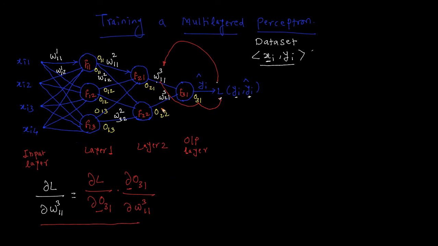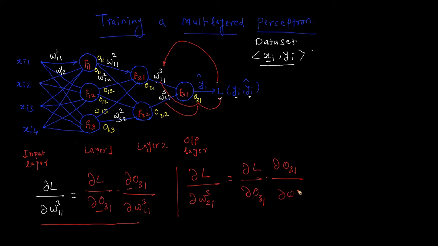Similarly, I can compute the derivative of this. Let me do it quickly. The derivative of loss with respect to W321 is equal to the derivative of loss with respect to O31, times the derivative of O31 with respect to W321. So that is how I can compute the derivatives in this layer.